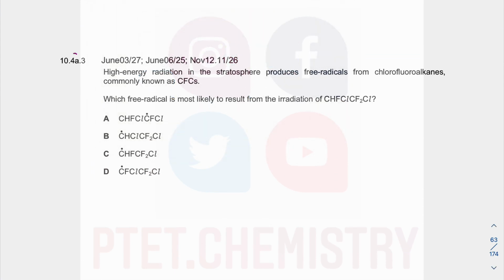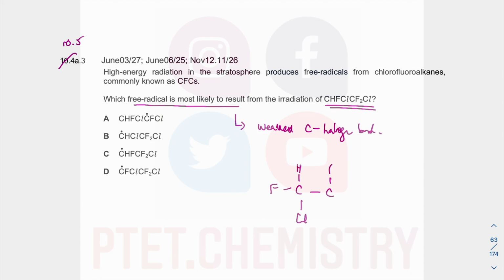So again, I'll change that to 10.5 as halogenoalkane. So this is talking about which free radical is most likely to result. This is in continuation of what we did in the previous question. We are looking for the weakest carbon halogen bond. So what do you have here? Okay, you have a C, a H, a F, a Cl bonded to a carbon, a fluorine, and Cl. I hope you can tell carbon chlorine is the weakest of all.